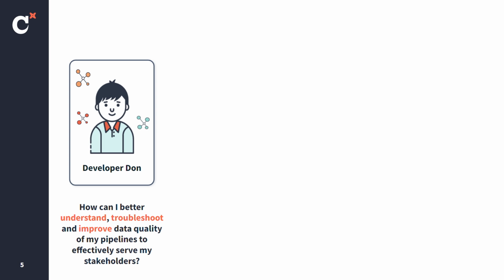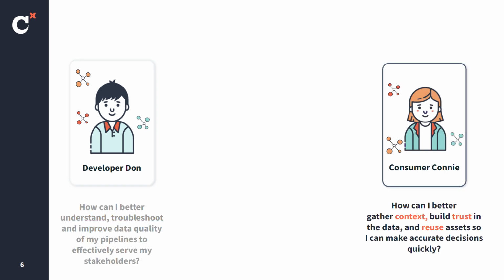Let's dig into that. On one side, we have developer Don. He's a data producer. He has some challenges and goals. He really wants to understand how he can better troubleshoot and improve and have better data quality to serve his stakeholders. And on the other side of it, we have consumer Connie. She also has some challenges and goals of her own. She wants to understand how she can better get context, understand what's there and available for her to use, and reuse data assets to make decisions.